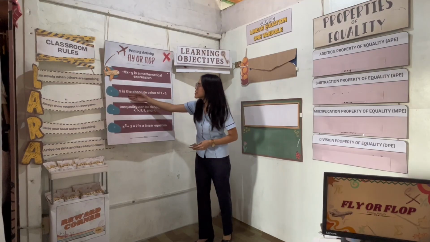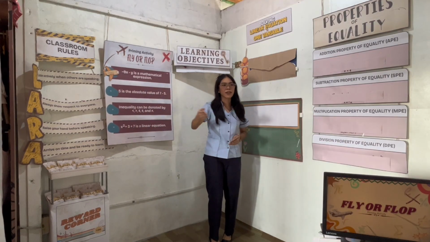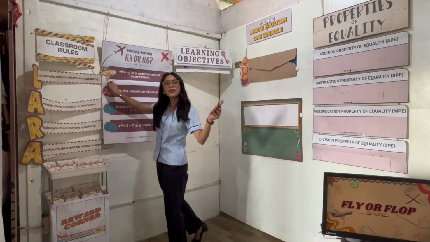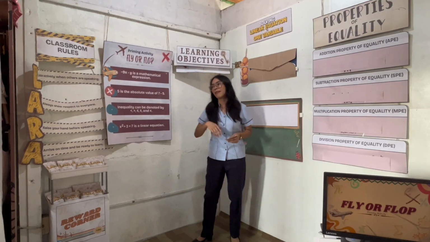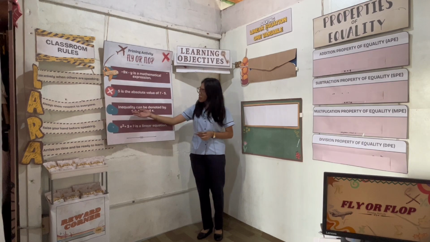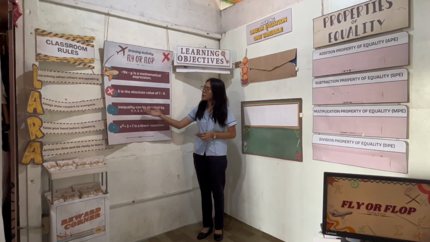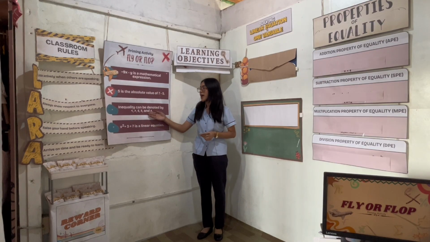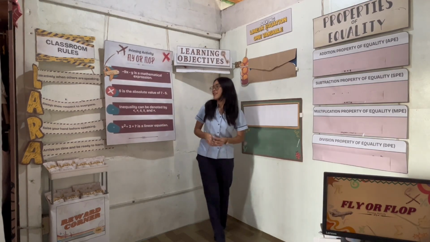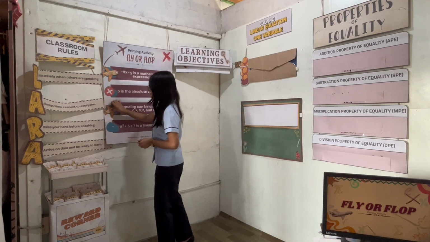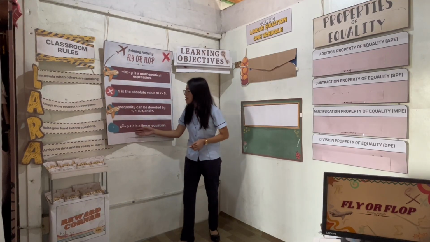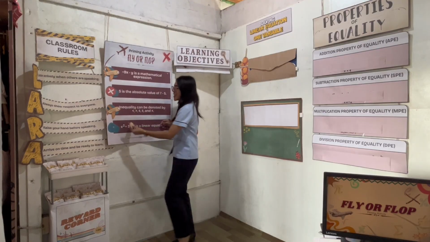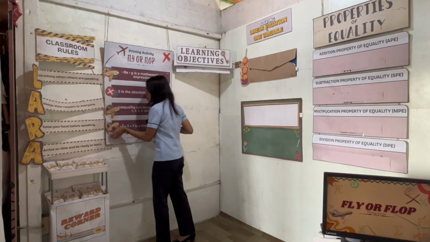Second statement, 5 is the absolute value of 7 minus 5. Fly or flop? Flop. Why? Very good, because 2 is the absolute value of 7 minus 5. The third one is inequality can be denoted by less than, greater than, less than or equal to, greater than or equal to, and not equal to. Fly or flop? Very good, fly. It is true. And the last one, x squared plus 3 equals 7 is a linear equation. Fly or flop? Very good, fly as well, because the statement is true.